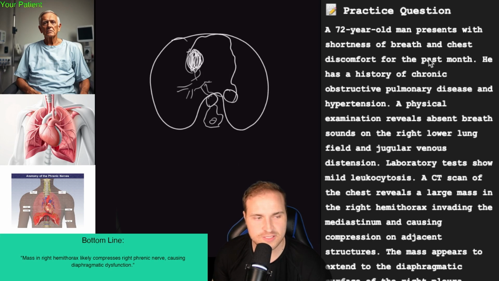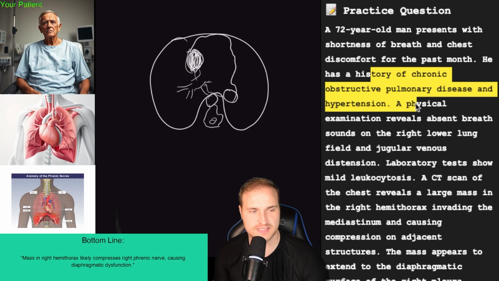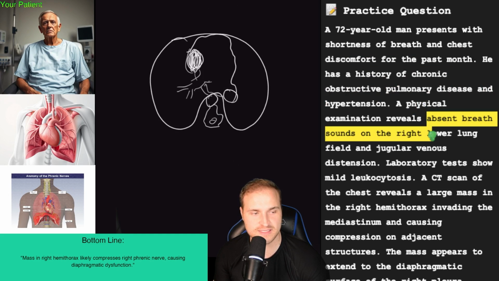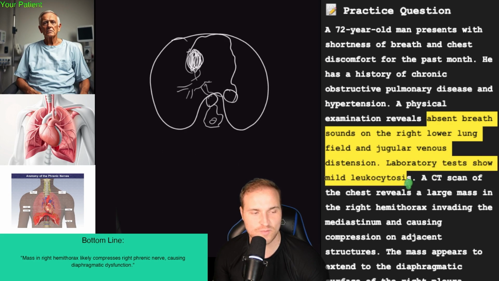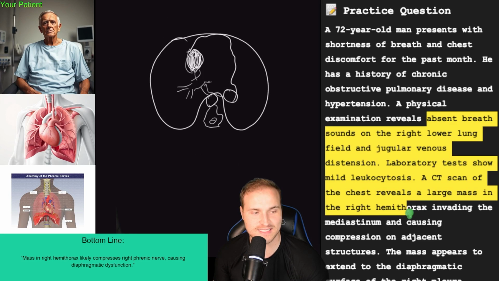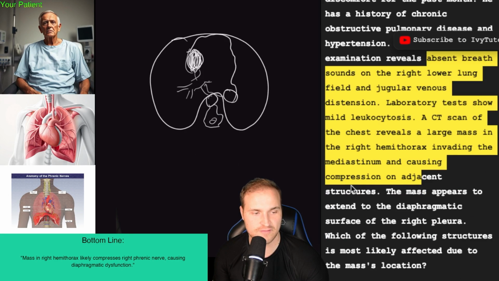In our next question, a 72-year-old man presents with shortness of breath and chest discomfort for the past month. He has a history of chronic obstructive pulmonary disease and hypertension. Physical exam reveals absent breath sounds on the right lower lung field and jugular venous distension. Lab tests show mild leukocytosis. A CT scan of the chest reveals a large mass in the right hemithorax invading the mediastinum and causing compression of adjacent structures.